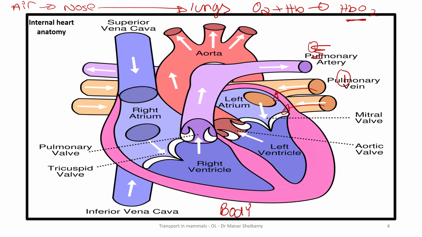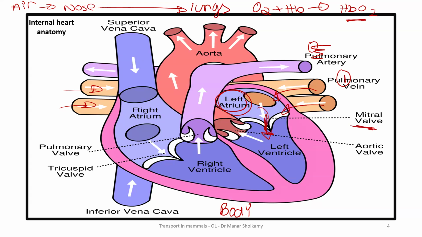You have 2 pulmonary veins in case you're asked, because one vein comes from one lung. You have the right pulmonary vein and the left pulmonary vein here. These pulmonary veins will take the oxygenated blood from the lungs to enter the left atrium. And then contraction will happen. This is going to cause the mitral valve to open.